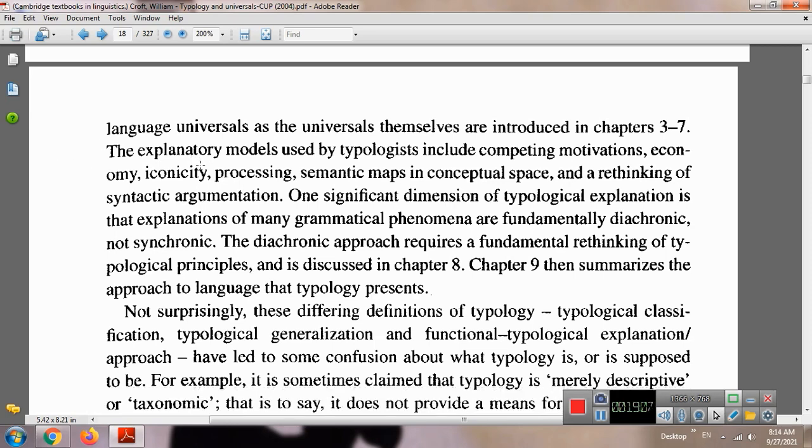The explanatory models used by typologists include competing motivation, dear student. They are very important and we will read about them in detail in the next chapters. The explanatory models used by typologists include competing motivation, economy, iconicity, processing, semantic maps and conceptual space, and a rethinking of syntactic argumentation.